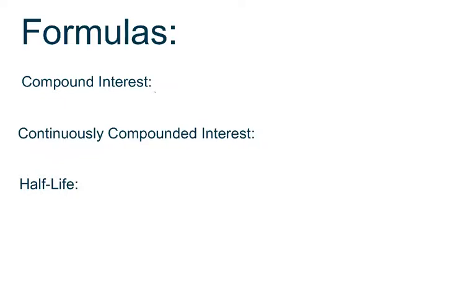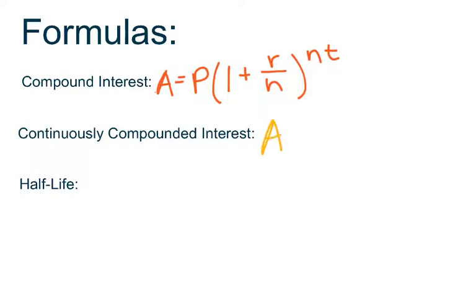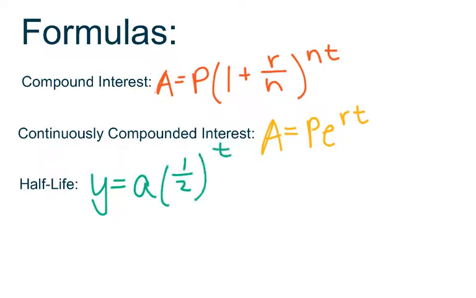So compound interest, please remember that it's A equals P times 1 plus R divided by N to the power of N times T. For continuously compounded interest, that is A equals P times E to the power of RT. And then for half-life, that's Y equals A times 1/2 to the power of T divided by H. And we're going to look at examples for each of these. So we're going to look at 3 examples in this video today.